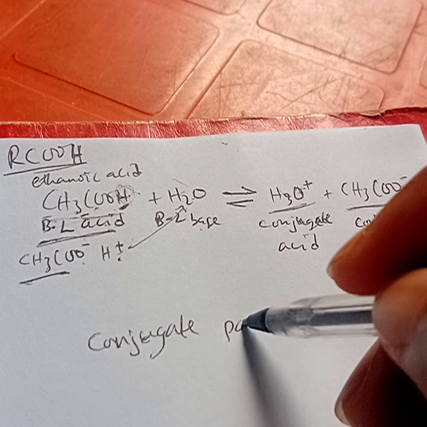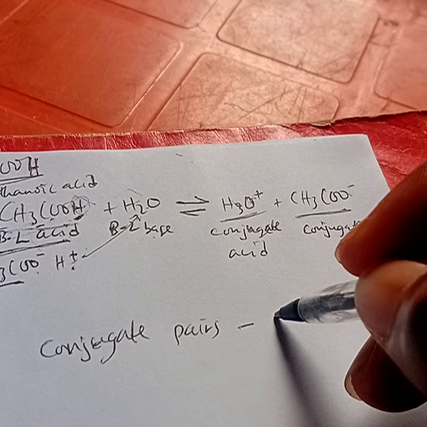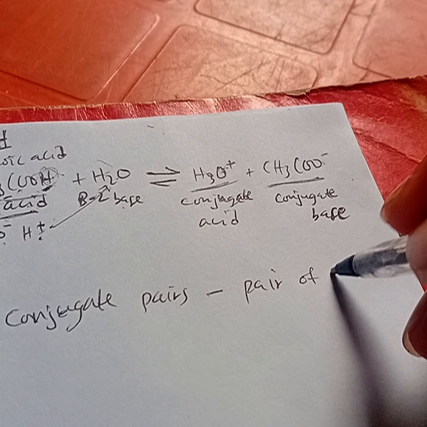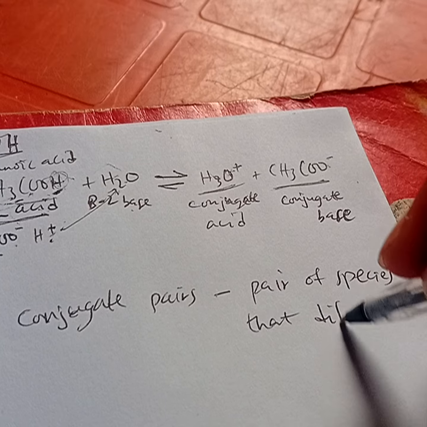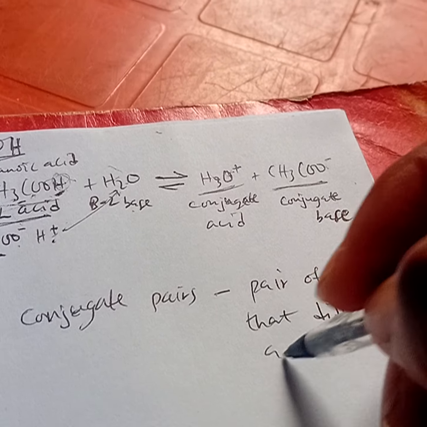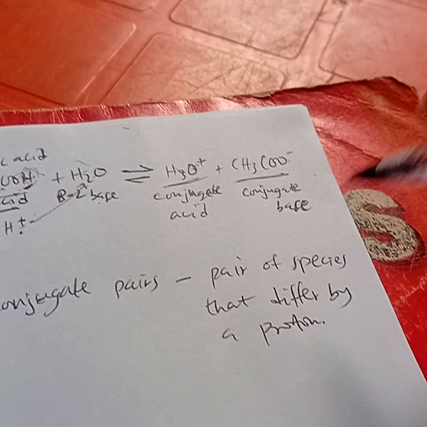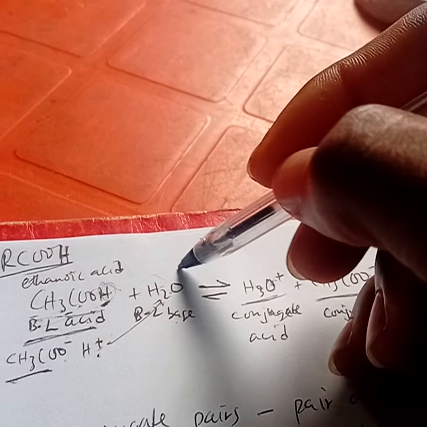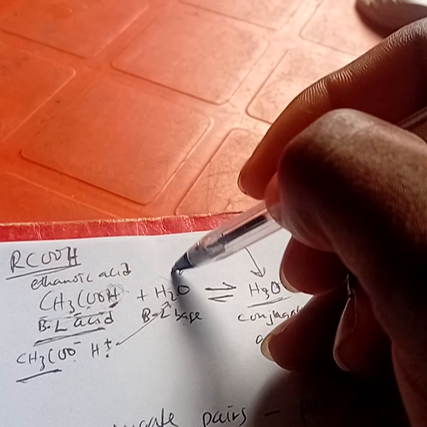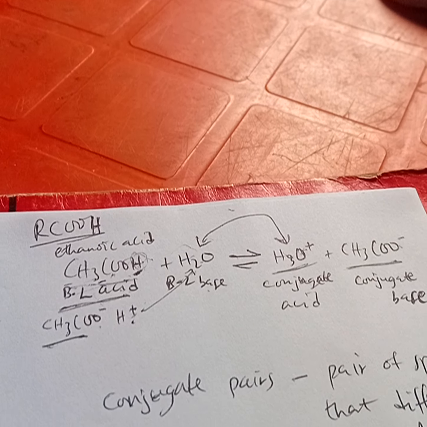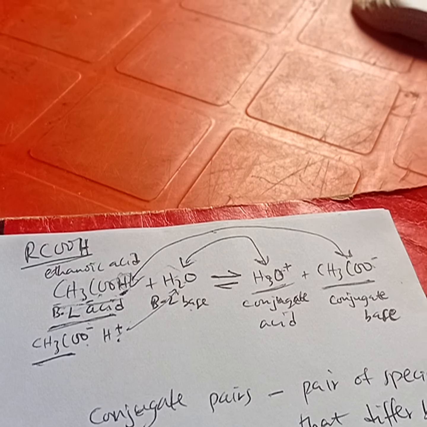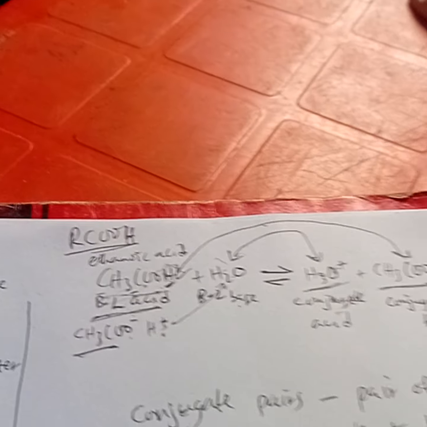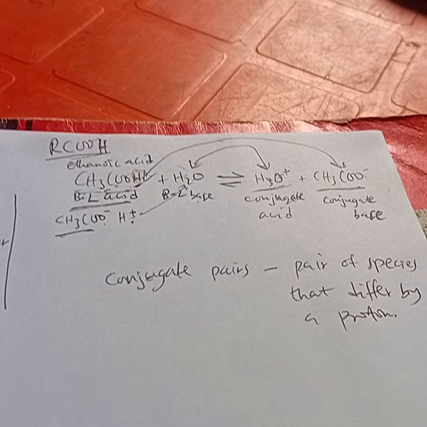Conjugate pairs. So what are they? A pair of species that differ by a proton. A proton is H plus. You can see this and this. The difference between them is just what? Hydrogen, H plus. You can see this one too and that one. The difference between them is just what? Hydrogen, H plus. So they are conjugate pairs.